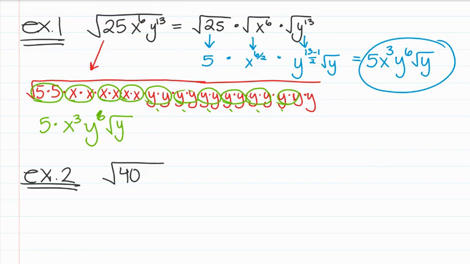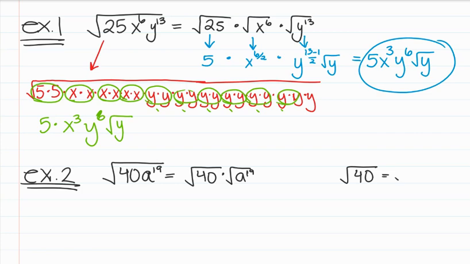Square root of 40, a to the 19th. Okay, so we're going to break this down into square root of 40 times the square root of a to the 19th. Make sure that looks like 19. Okay, now 40 is not a perfect square, so we've got to figure out what perfect squares are within 40.